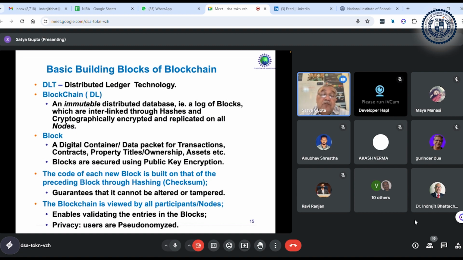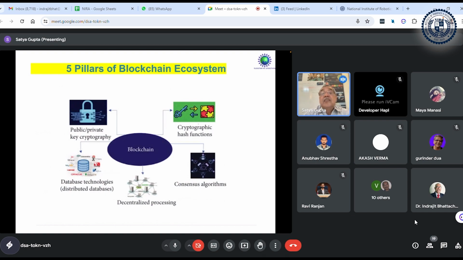The blockchain is viewed by all participant nodes. So it enables validating the entities in the blocks, and privacy is maintained through pseudonymization of this. And this is very, very important to actually understand the blockchain ecosystem. So I've named it the 5 pillars of the blockchain ecosystem actually.